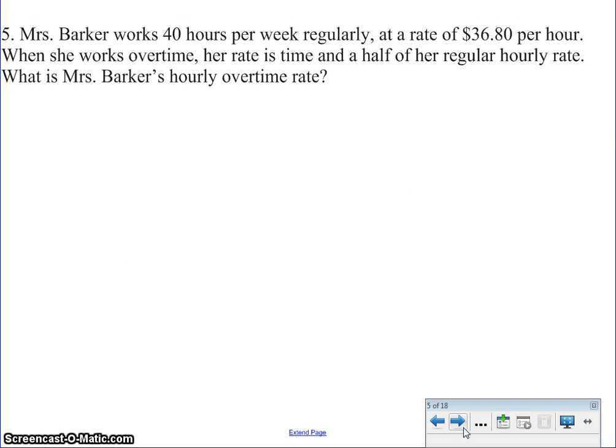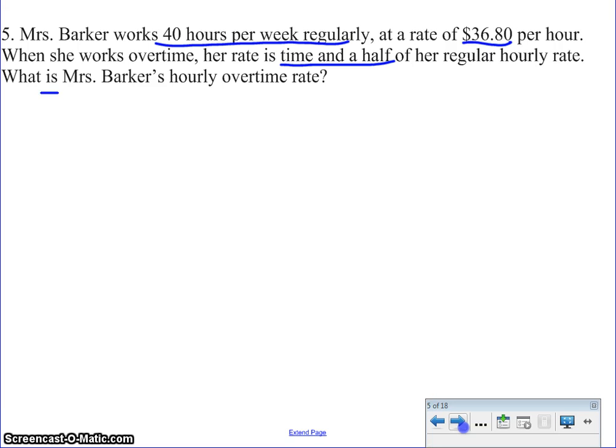All right, number 5, it says Mrs. Barker works 40 hours per week regularly at a rate of $36.80 per hour. When she works overtime, her rate is time and a half her regular rate. What is her overtime rate?